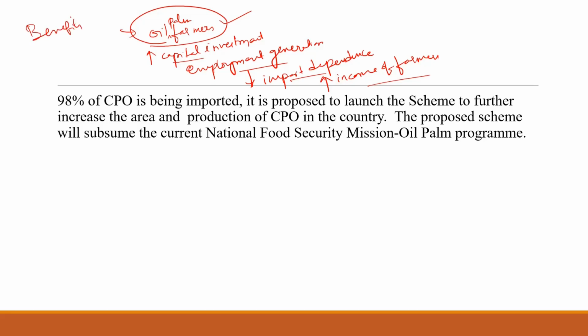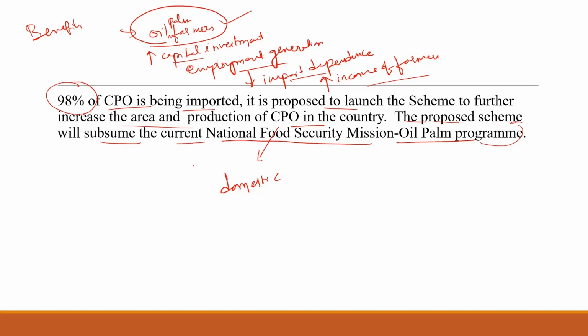Now, at present, how much are we importing? Nearly 98% of crude palm oil is being imported. So it is proposed to launch the scheme to increase the area of production in our own country. It means we want to increase domestic production. This scheme will subsume, that is, it will absorb, the current National Mission on Oil Palm program. So that will be included into this now.